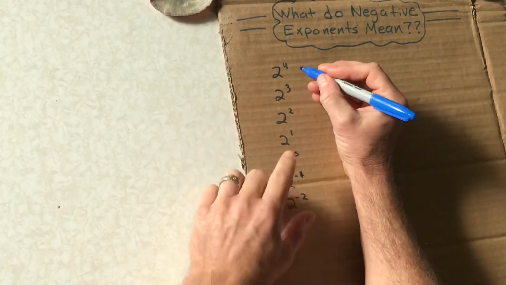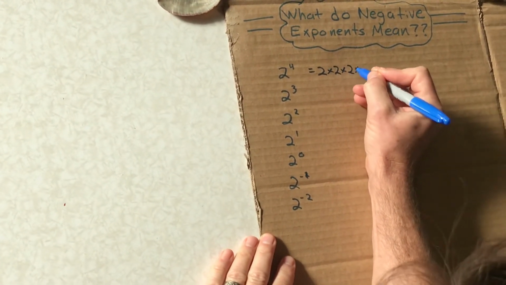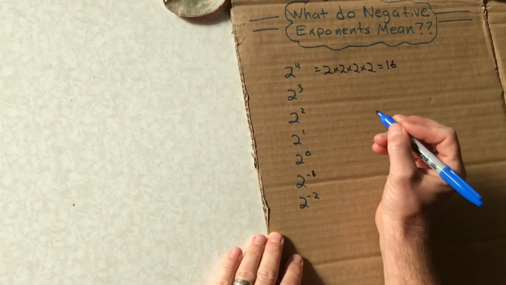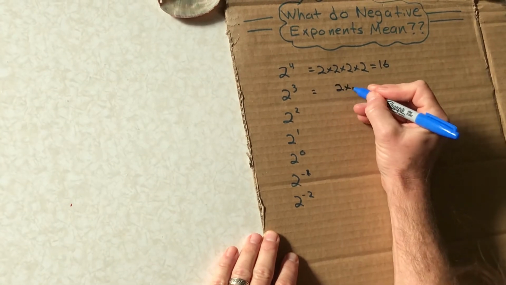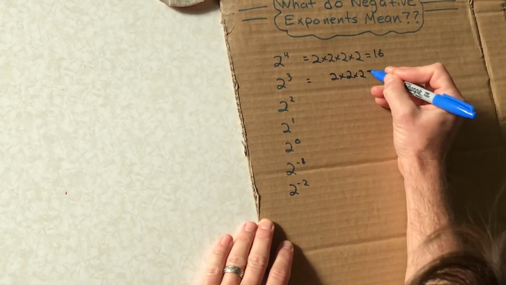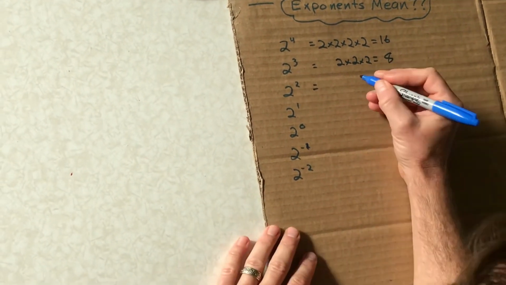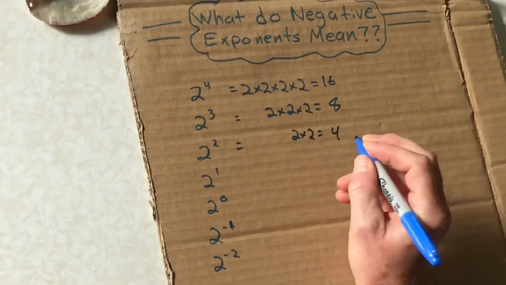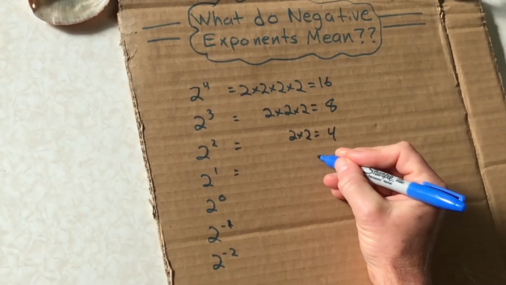We know 2 to the 4th. Let's start with that one. That's 2 times 2 times 2 times 2. And that gives me 4 times 4, and that's 16. And we know 2 cubed is 2 times 2 times 2, and that gives me 8. And you're going, yep, I know all this. This is boring. And 2 squared is 2 times 2, which is 4. And 2 to the 1 is just 2.